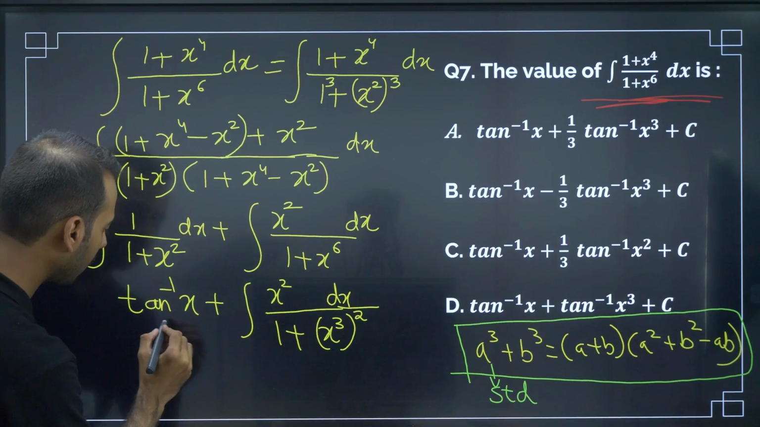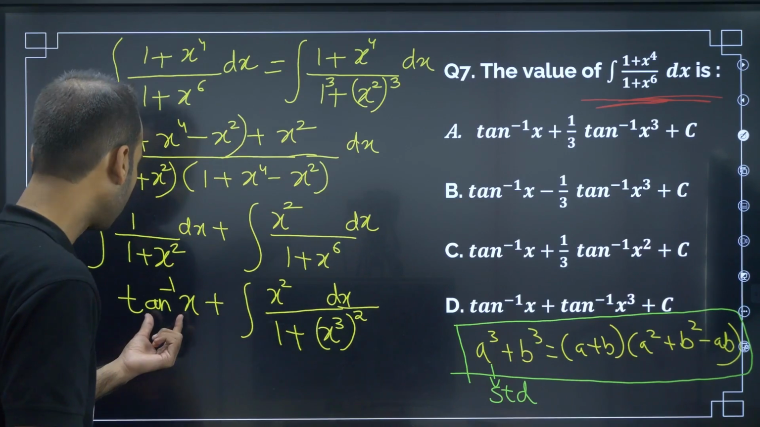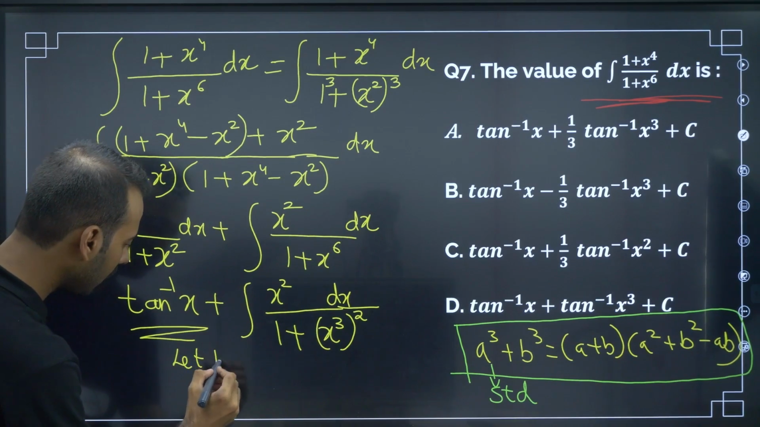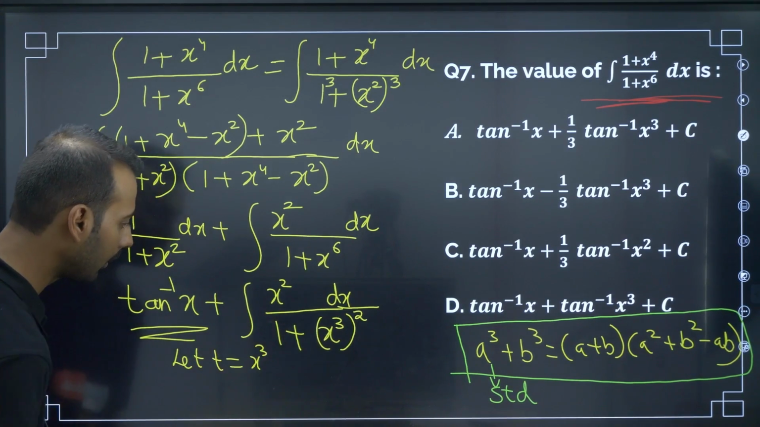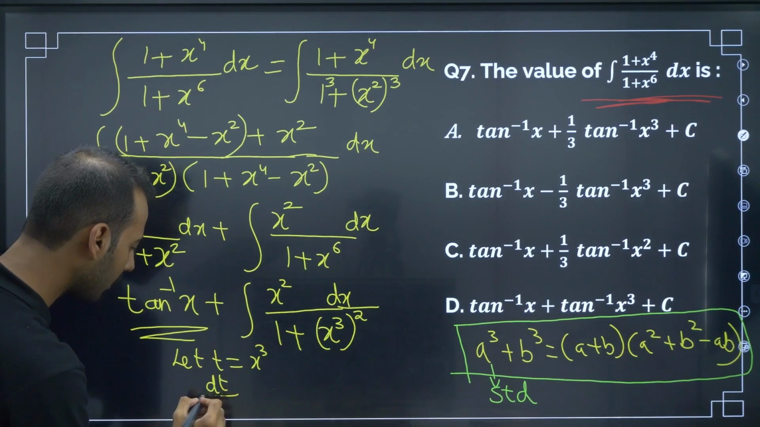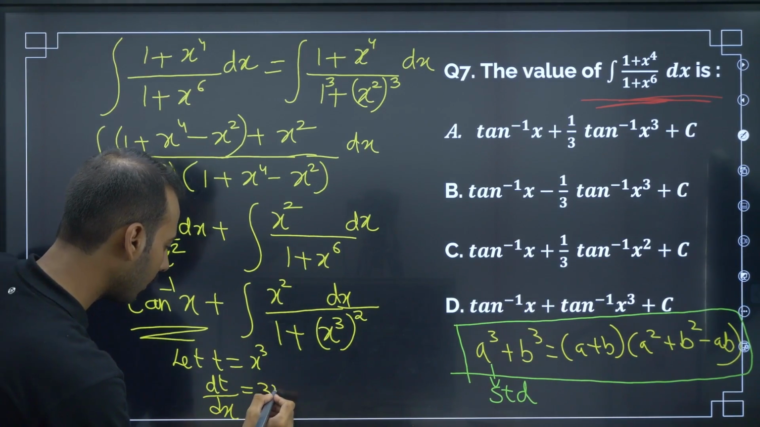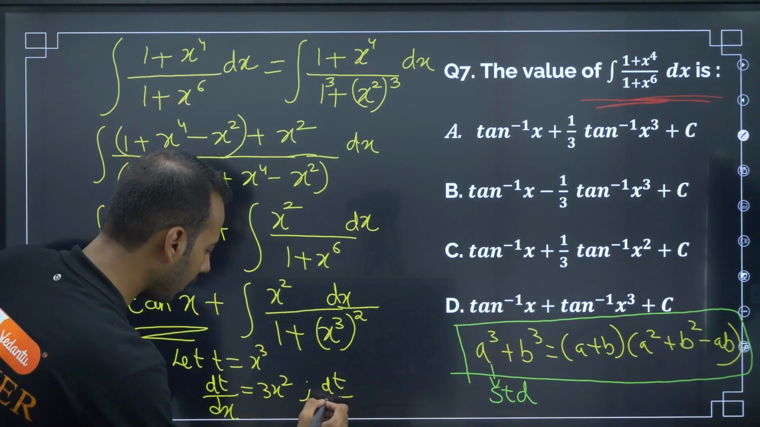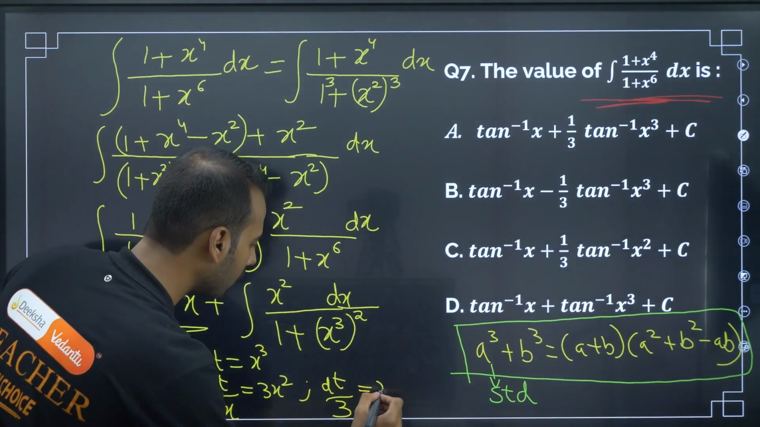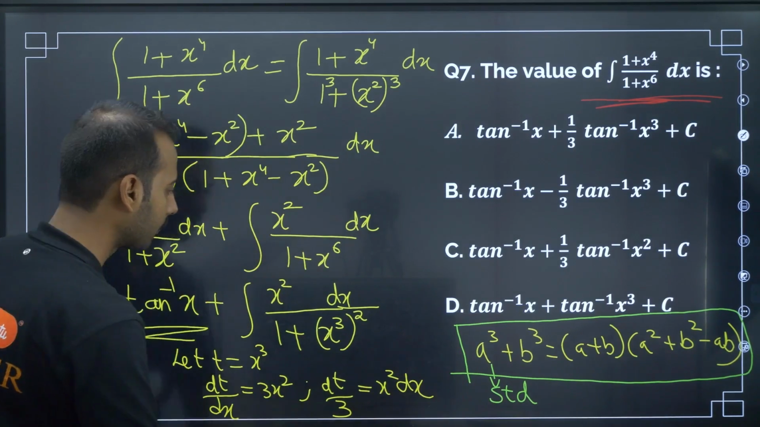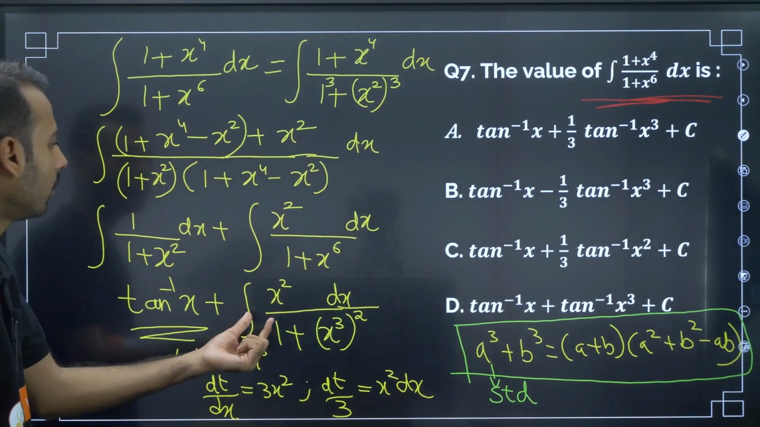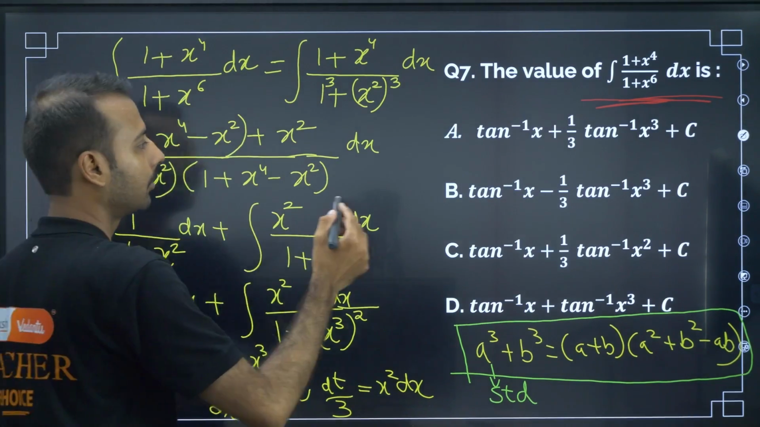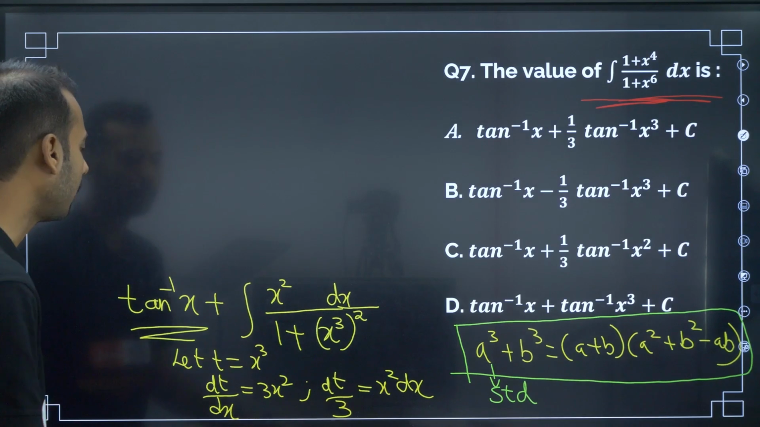Next, let me do some substitution. This term is already settled. Now only this. Let t is equal to x cube. So dt by dx is 3x square. So dt by 3 is equal to x square dx. Now let me remove these things. If you want to make a note of this, you make a note of this. dt by 3 is x square dx.